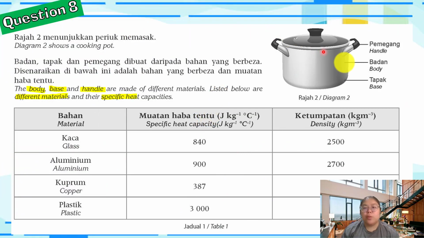Okay, so here is one of the examples. Question 8. They say the body, the base, and the handle are made of different materials. So the list shows the different materials and their specific heat capacity. So we got 3 parts. We got handle, we got body, and also the base. So later you need to list out the material we need to use, the specific heat capacity, and also the density. Okay, now we go through the question.